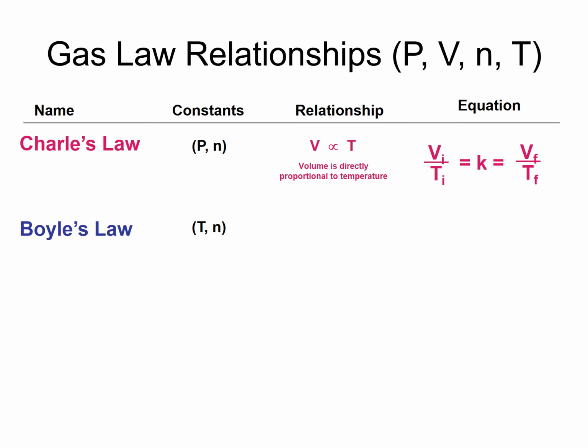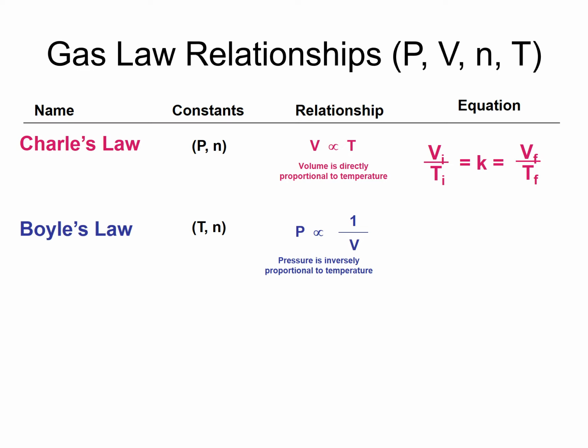Moving on to another law, Boyle's law. Boyle's law requires that temperature and the number of moles be constant. Again, if these two variables are not held fixed throughout the problem, you don't want to be using Boyle's law. The relationship is an inverse relationship here, where pressure is inversely related to volume. This means that an increase in volume corresponds to a decrease in pressure, and vice versa.